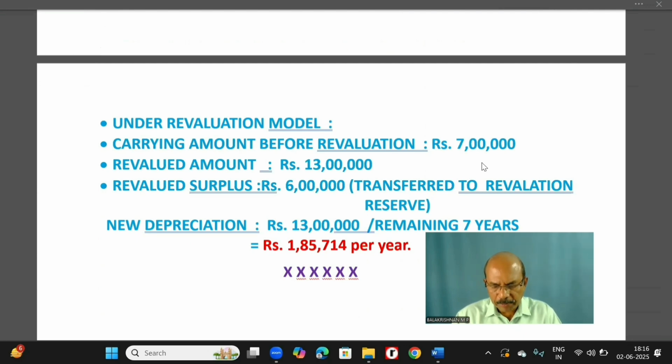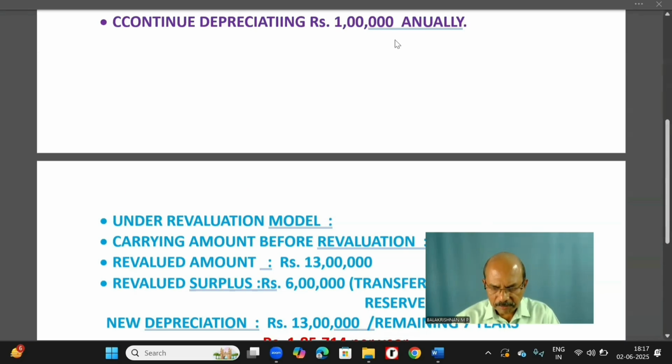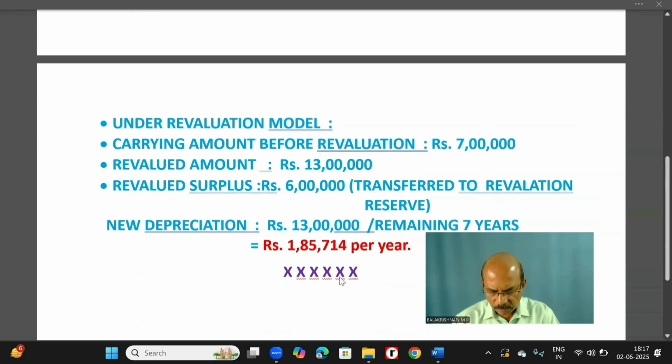Now, what will be new annual depreciation? The 13 lakhs divided by the remaining 7 years. That will be rupees 1,85,714 per year. So please find the difference. Here it was 1 lakh, continuing depreciation 1 lakh, whereas now it will be 1,85,714 per year. Got it?